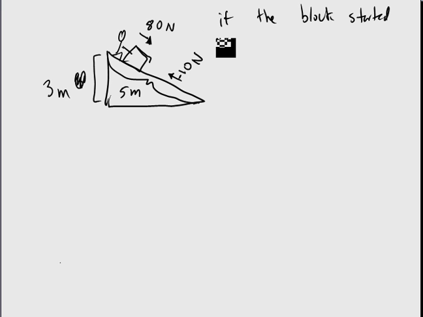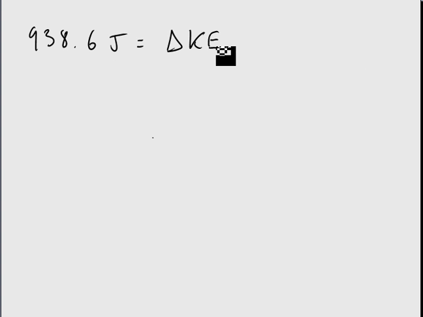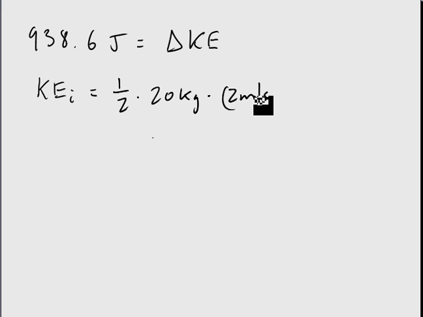So we had 938.6 joules equals the change in kinetic energy. And let's see, the block started off at 2 meters per second. So if I wanted to get the initial kinetic energy, what was the mass again? 20 kilograms, alright. So we'd have 1/2 times 20 kilograms times 2 meters per second squared, and that would give us 40 joules. That's our initial kinetic energy.